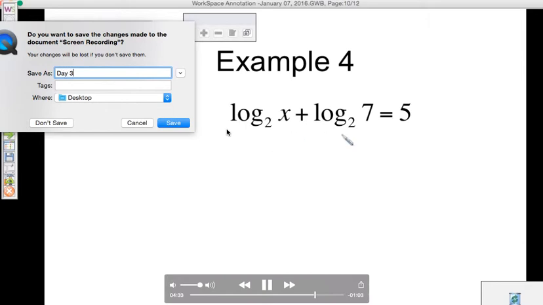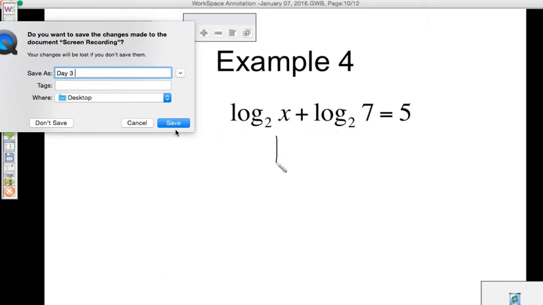Solve this. Well, let's get a single log on each side. Adding goes to multiplying.